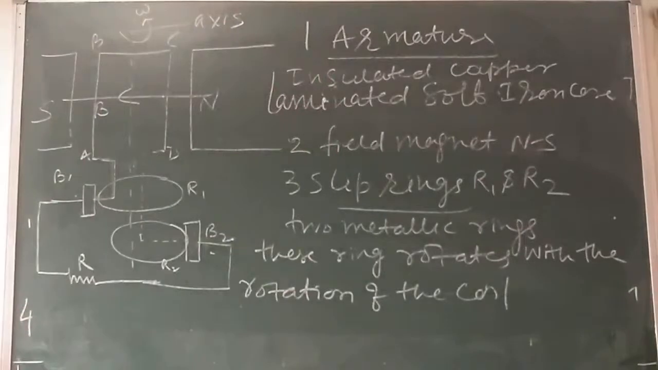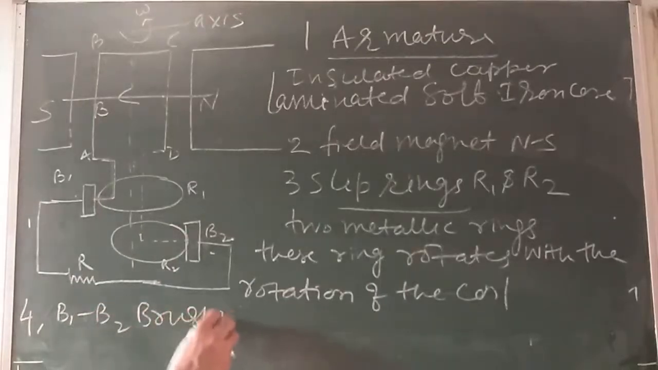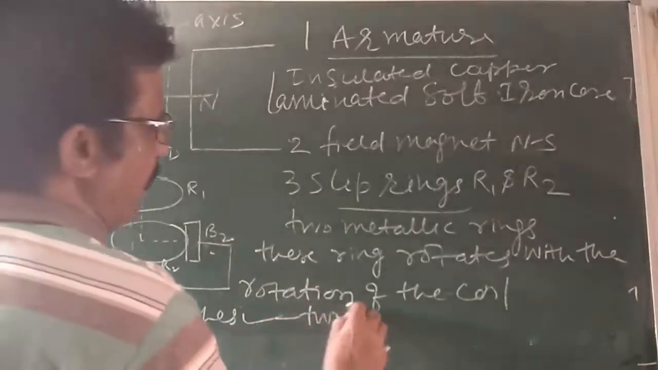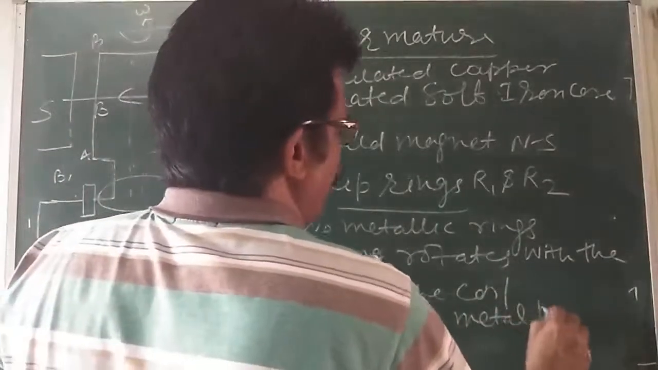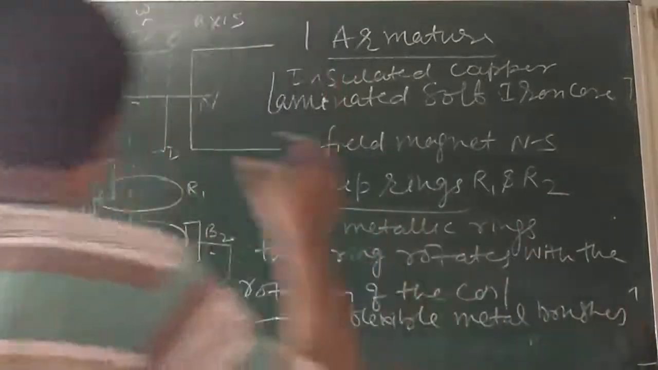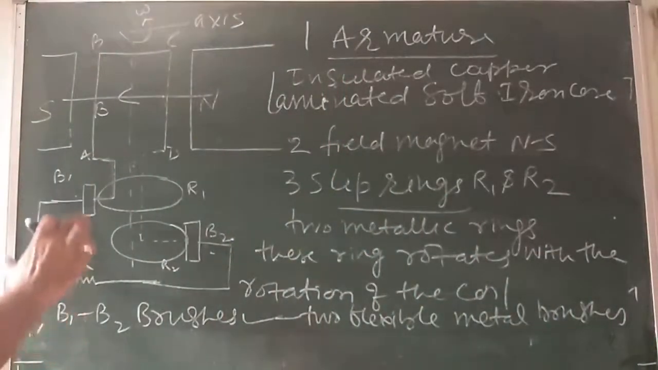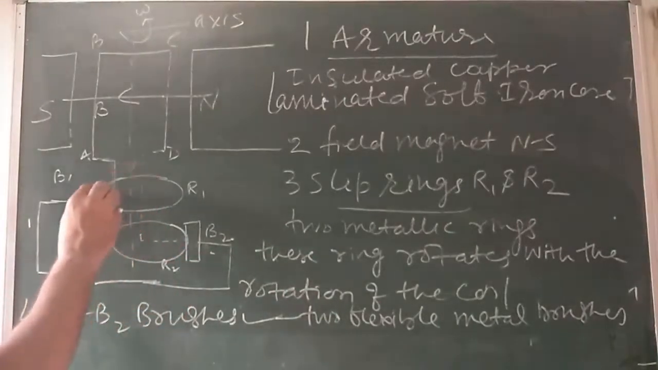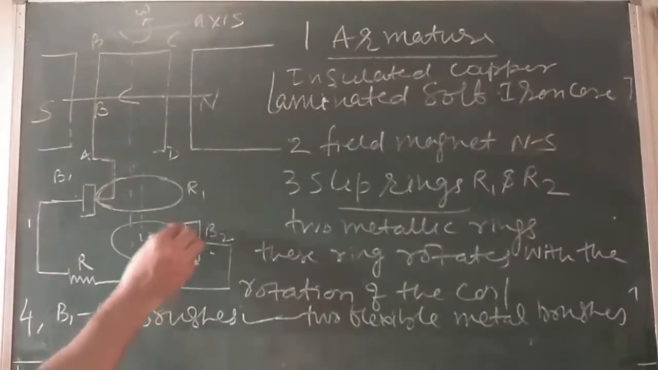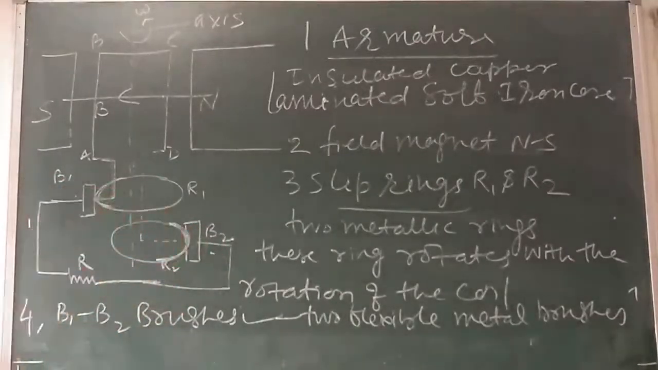Then what is the fourth one? The fourth one, here you can see B1 and B2. They are brushes. Here the two flexible metal plates, metal brushes, we can say. They are fixed. Both the positions are fixed and kept in contact with the slip rings R1 and R2. As you can see here, they are in continuous contact with them.